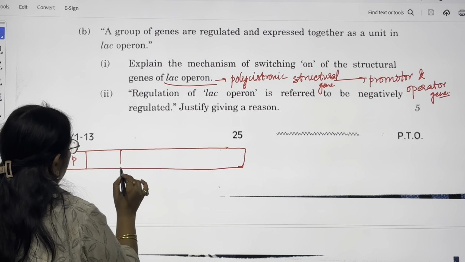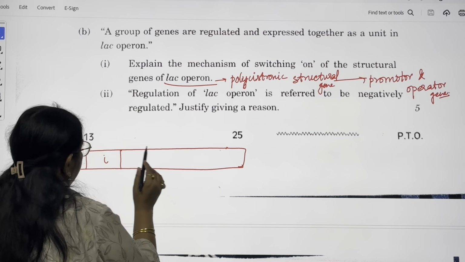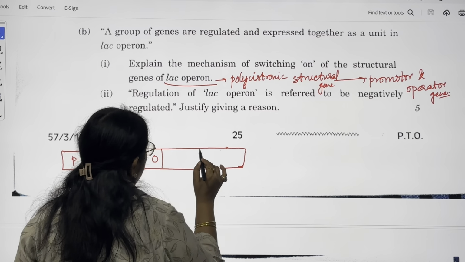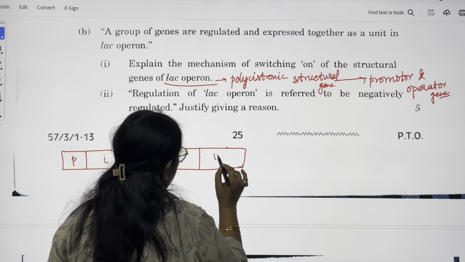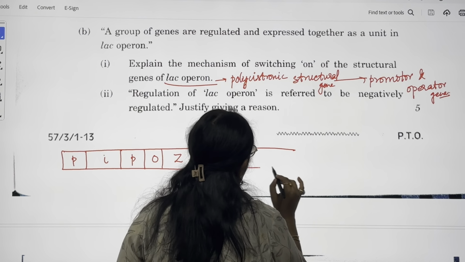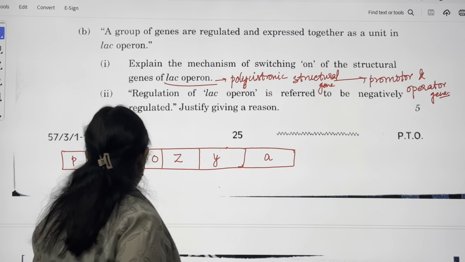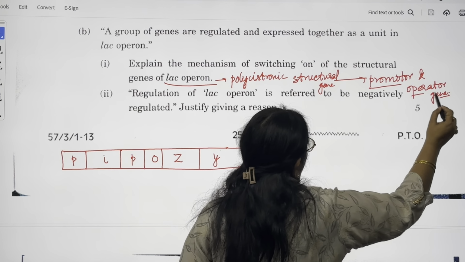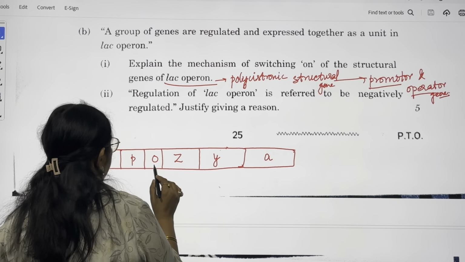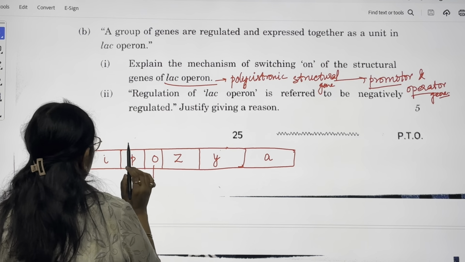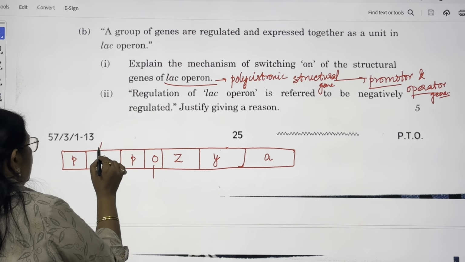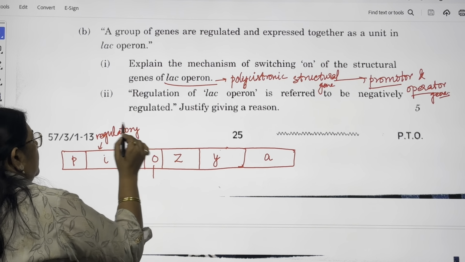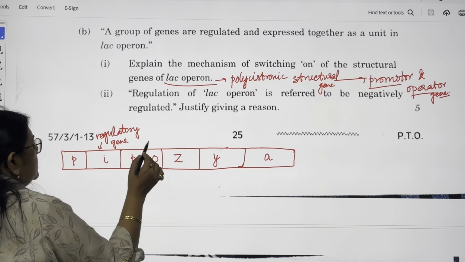Promoter, then this is the regulatory gene, then again promoter, operator, then one of the structural genes Z, another structural gene Y, and this one is the A structural gene. I have written here common promoter and operator. So O for operator and these are the promoter genes. I is actually a regulatory gene. You have to write all this. Regulatory gene. This is operator.